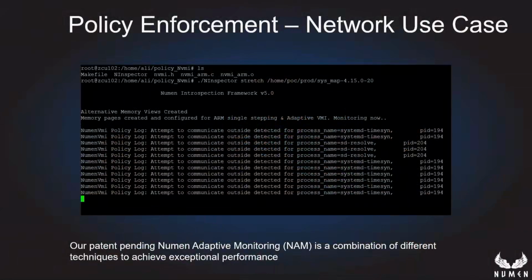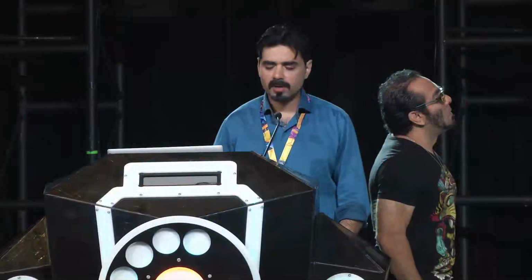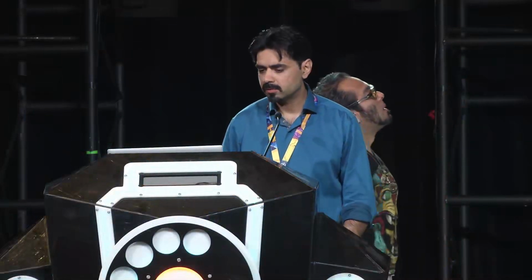So here's a quick view of how it looks in our system. Like Dan was mentioning, remediation is another aspect we are tackling. Once we detect something, we need to kill it. It's not easy to kill from outside. We always have the option to put an agent inside, but we don't want to do that. We want to be totally out of the box. The method that we showed you, we figured out on our own, but we have another one that we're exploring right now. So you can try different things, such as making the parameters null.